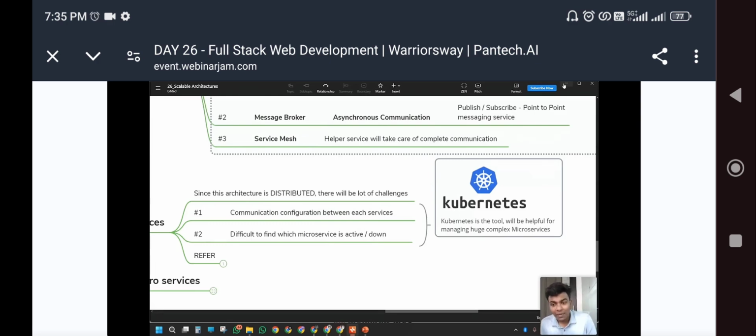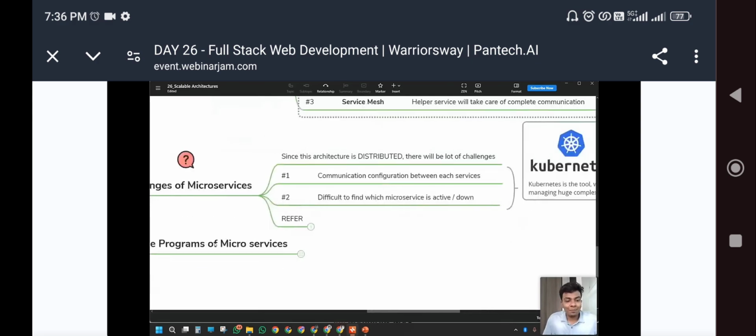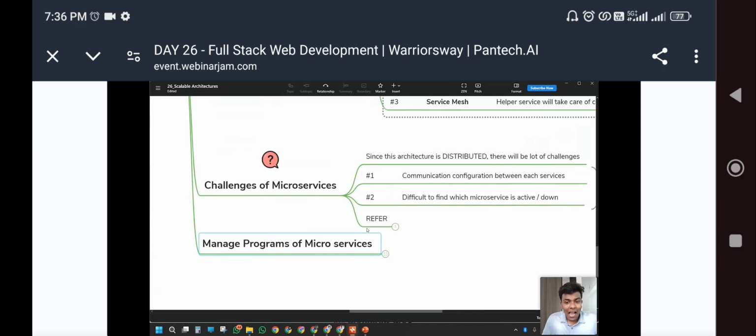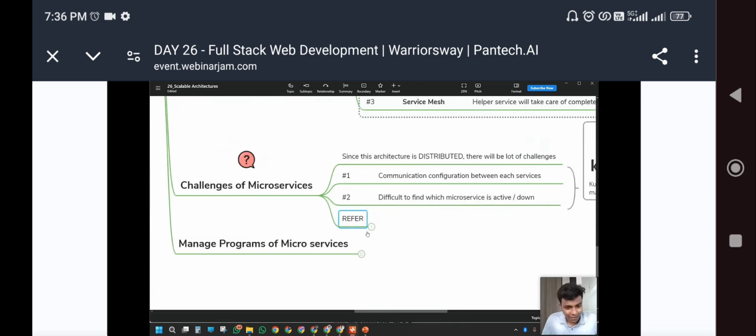here you are really learning something big, which people are not even aware of. That is where Kubernetes comes in, which is helpful for managing huge, complex microservices easily. Even if you have 1,000 microservices, you can manage them easily with the help of tools such as Kubernetes. I hope you really got it, and I'll talk about this part later.